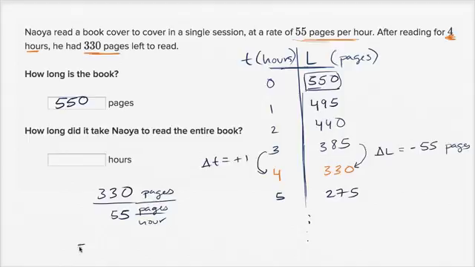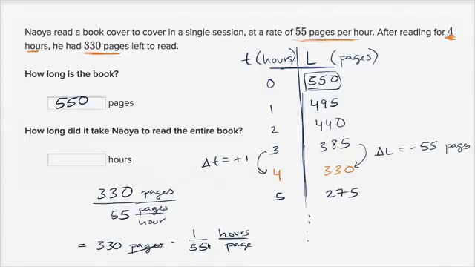This is the same thing. This is going to be equal to 330 pages times 1 over 55 hours per page. I'm dividing by something, the same thing as multiplying by its reciprocal. So 55 pages per hour, if you divide by that, that's the same thing as multiplying by 1/55 of an hour per page, is one way to think about it. And so what do you get?